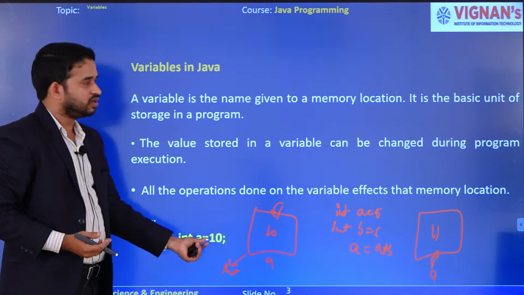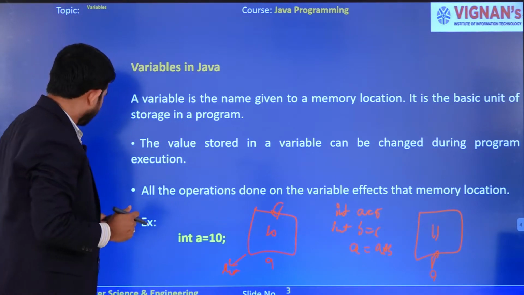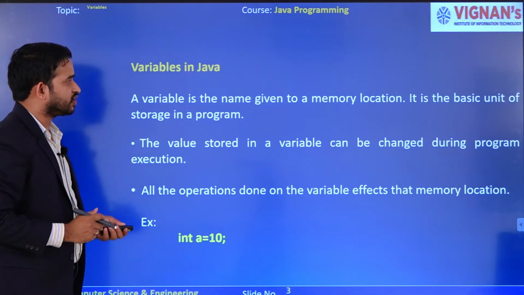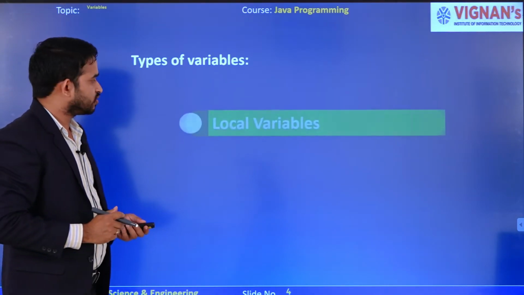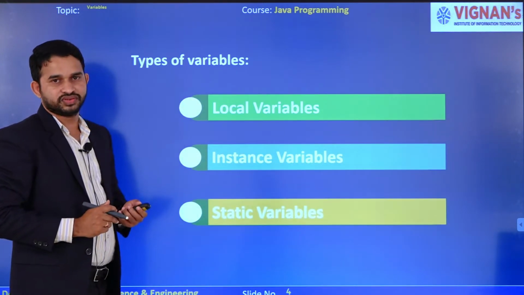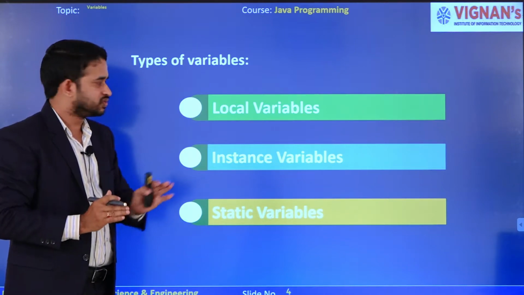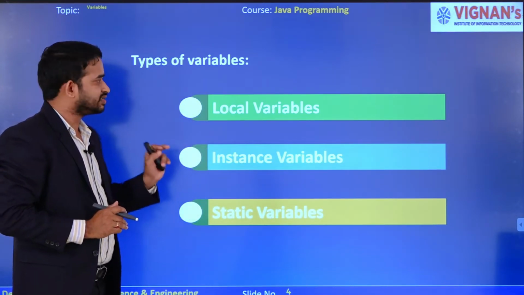What is the meaning of a variable? A variable is a location where we can store data. Next we go for something very important from an interview point of view: types of variables. These are very important. There are three types: local variables, instance variables and static variables. Let's see them one by one.